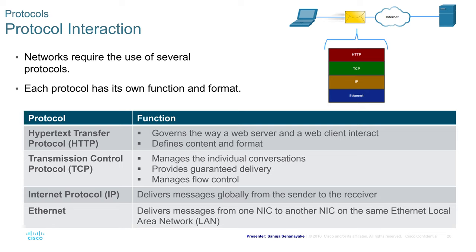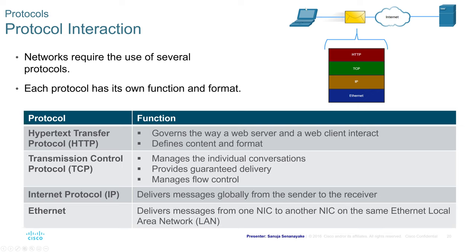Networks require the use of several protocols, not just one. Each protocol has its own function and format. In this example, they were looking at an email, which uses HTTP, TCP, IP, and Ethernet. HTTP, or Hypertext Transfer Protocol, governs the way a web server and a web client interact with each other, if you are using, for example, webmail, and it defines the content and format. The Transmission Control Protocol, or TCP, manages the individual conversations, provides guaranteed delivery, and manages flow control. The IP, or Internet Protocol, delivers messages globally from the sender to the receiver.